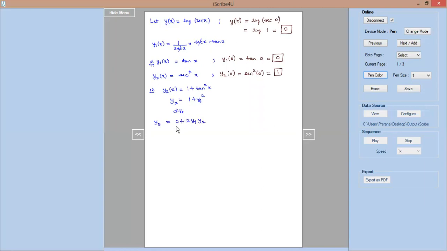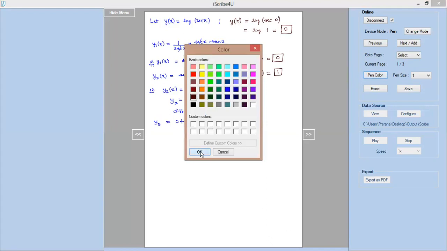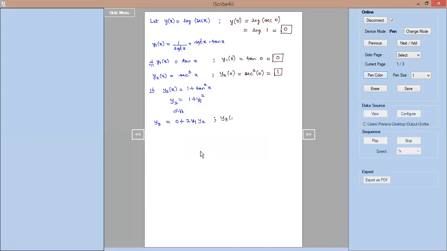Differentiation of a constant is 0 and differentiation of y1 square is just not 2 into y1 into the chain rule concept. So differentiation of y1 will be d square y by dx square, which is y2 for us. So that will be 2 into y1 into y2. Now we have to find out y3 at the point 0. So y3 of 0 will be 2 into y1 of 0 into y2 of 0.